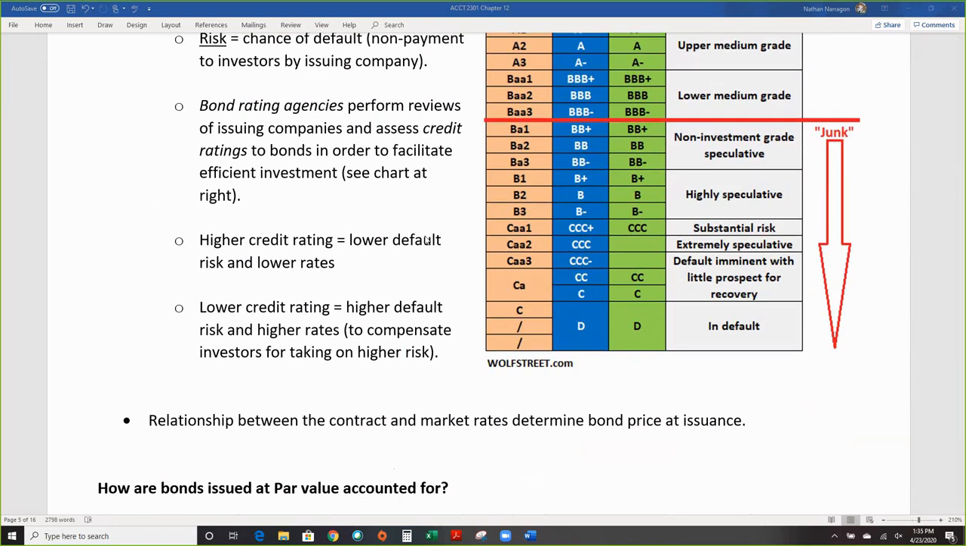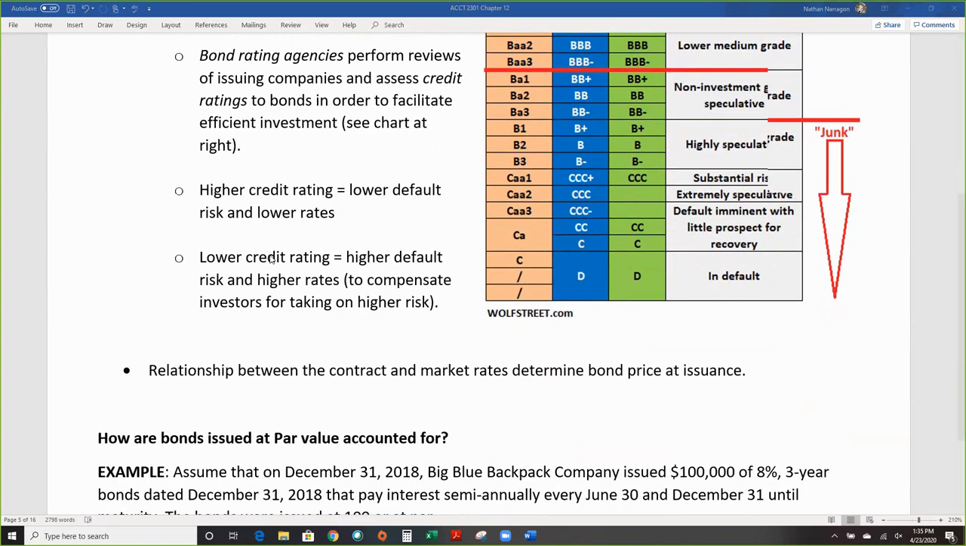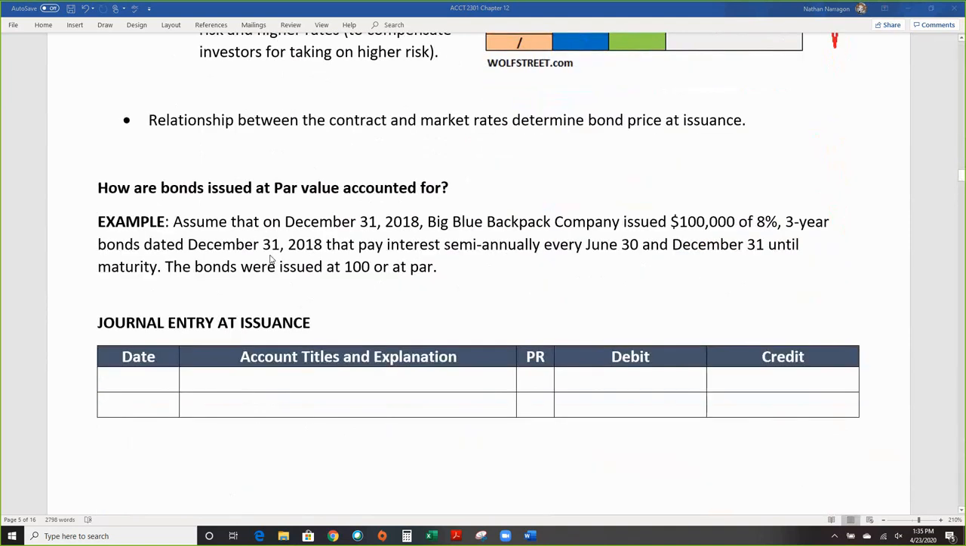How do we account for a bond? And this is not too terribly hard. I want to say it's a little bit easier than what we've been doing. But we're going to go ahead and hit it. So, we're going to use a company called Big Blue Backpack. So, Big Blue. It's big and it's blue.